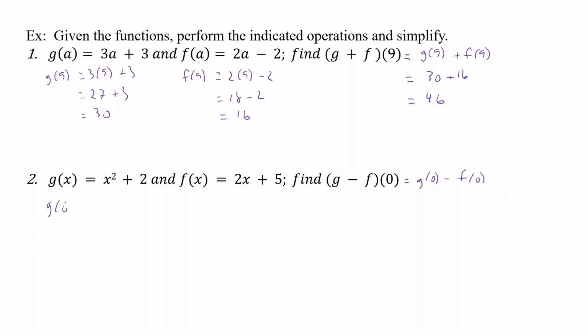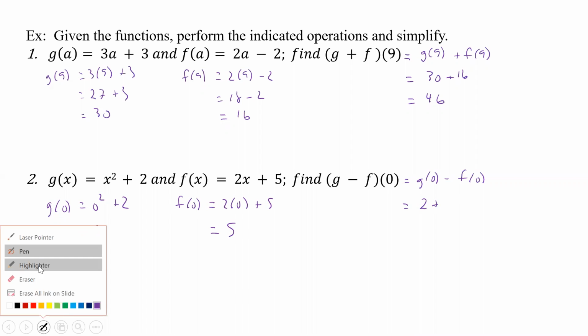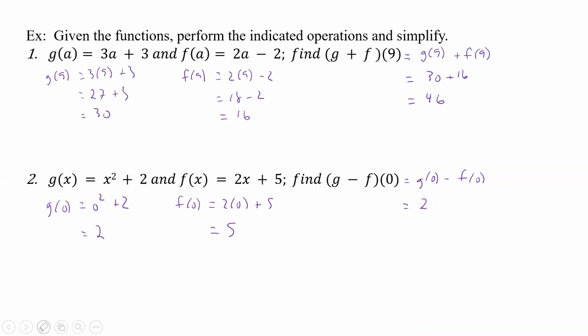So g of 0 is equal to 0 squared plus 2, which is equal to 2. And f of 0 is equal to 2 times 0 plus 5, which is equal to 5. So up here, g of 0, well, that was 2. Oops, not plus, minus, sorry. And so minus, and now f of 0 was 5, and 2 minus 5 is a negative 3. And so that's pretty much how simple it can be.